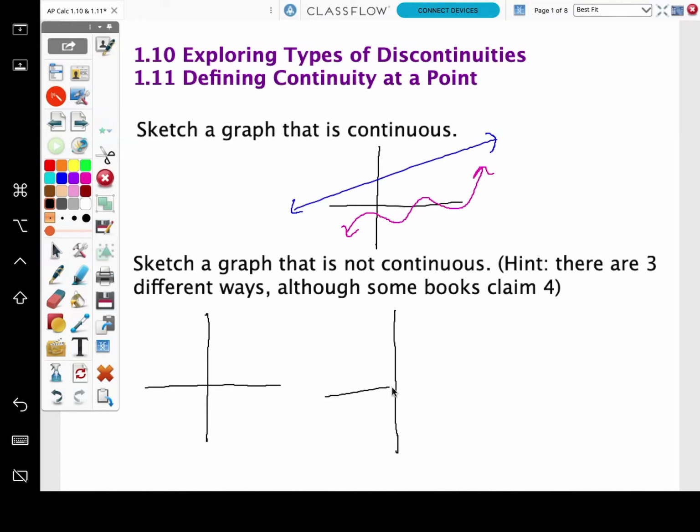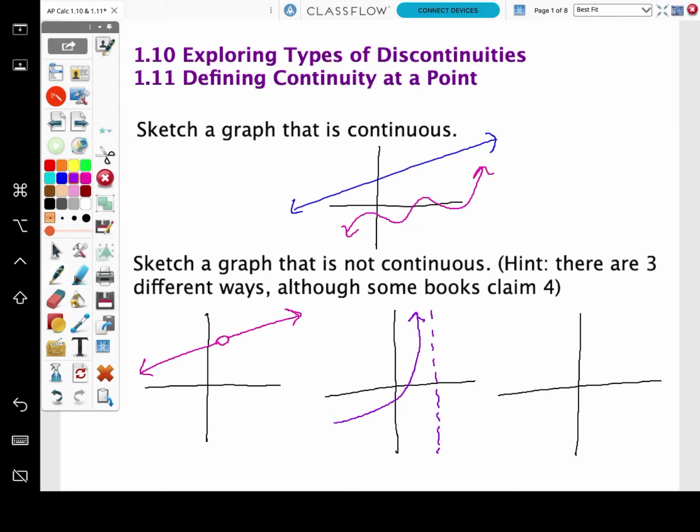So what might we have if we have 3 different types of not continuous functions? Well, one thing that we've been taught in previous courses is sometimes functions have holes. So we might have this function that looks like a line but has a little hole in it. Something like that. We might have a function, our rational functions have sorts of asymptotes going on. Not sure what those things look like, but we could have asymptotes.